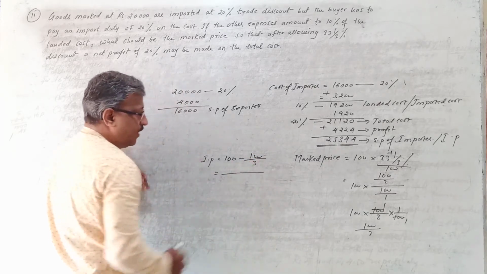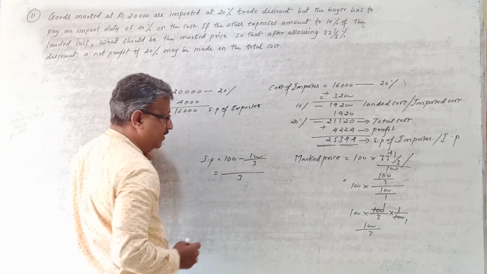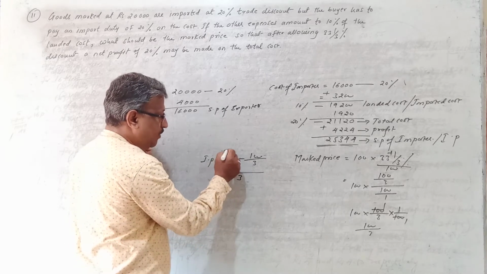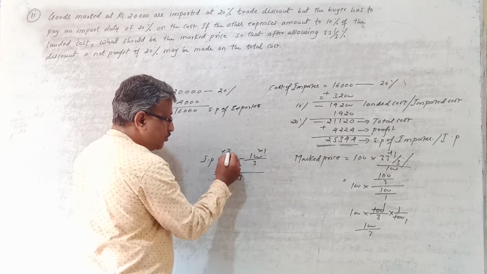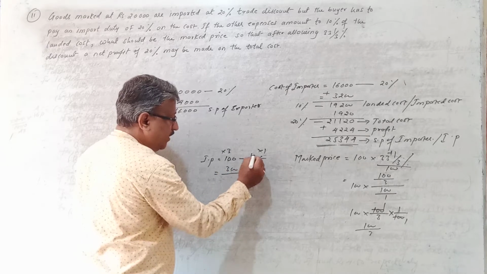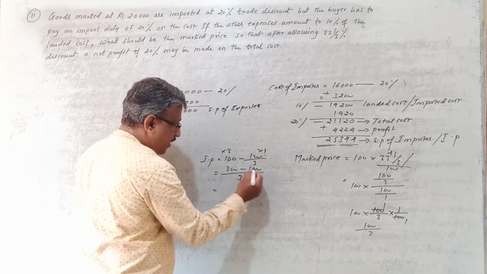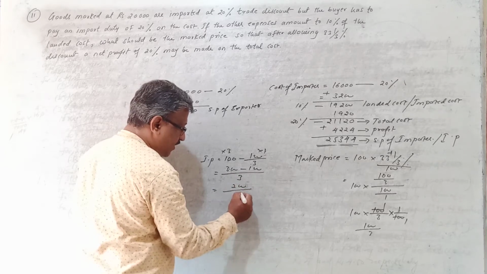So directly we cannot minus because the LCM is not the same. So calculate the LCM, take LCM as 3 and do the cross multiplication. Multiply here by 3 and here by 1. So 100 into 3 comes to 300, minus 100 into 1 is 100. So 300 minus 100 is 200 divided by 3.